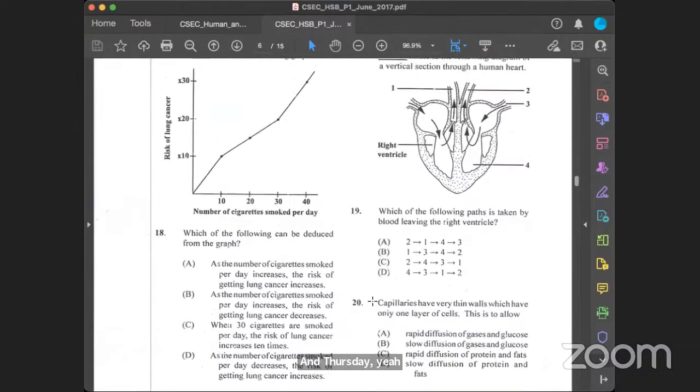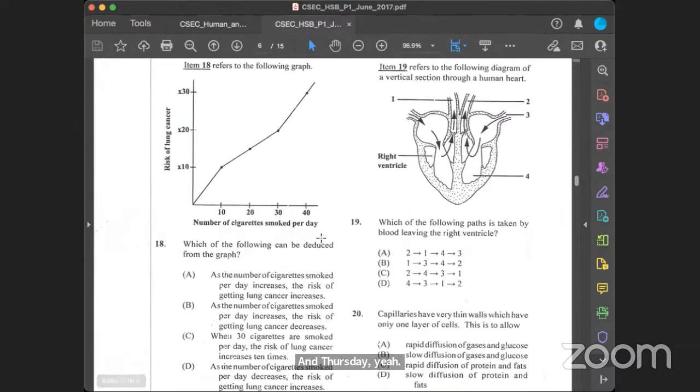And this one here. As cigarettes increase, we see what? Cancer is also increasing. So what's your answer? It will be as the number of cigarettes smoked per day increases, the risk of getting lung cancer increases. So that one is what? A. Yeah. Good.